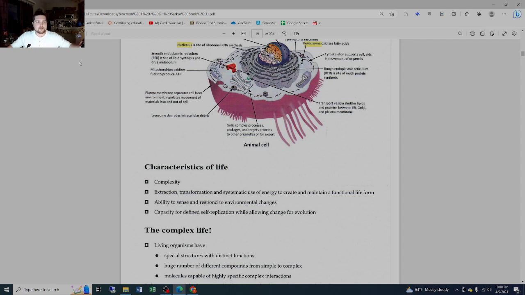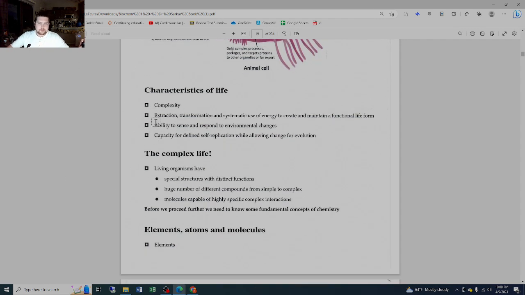Okay, so we have the characteristics of life. We have complexity, extraction, transformation, and systematic use of energy to create and maintain a functional life form. Break it down a little bit easier: extraction, pulling out, transforming, and using energy to maintain a functional life form. So this is talking about our ATP system, and we'll get into that later on in the trimester. So, ability to sense and respond to environmental changes. Think of some of the changes that we can have in our environment.